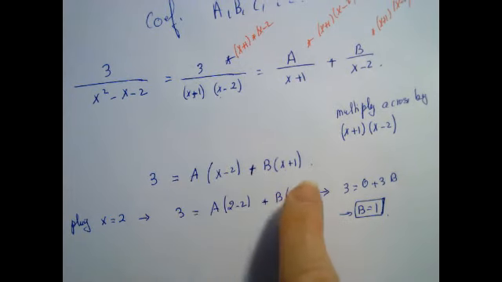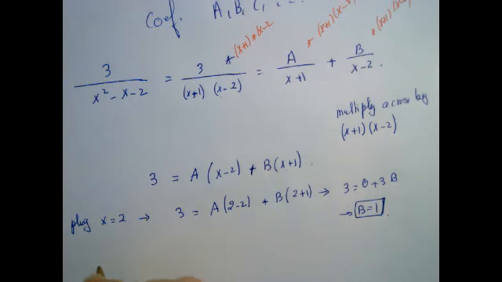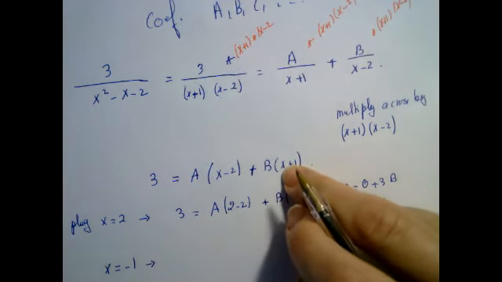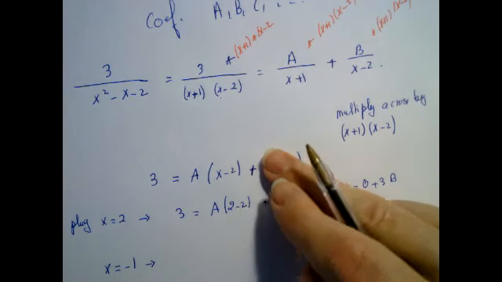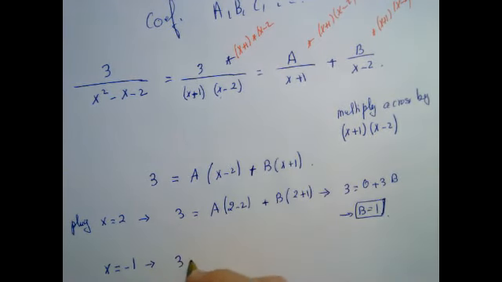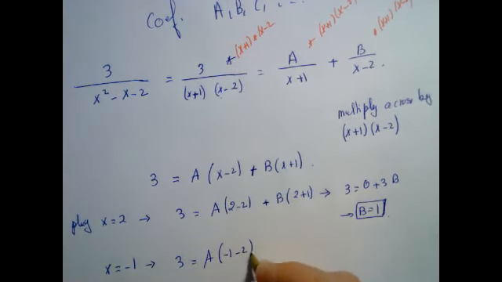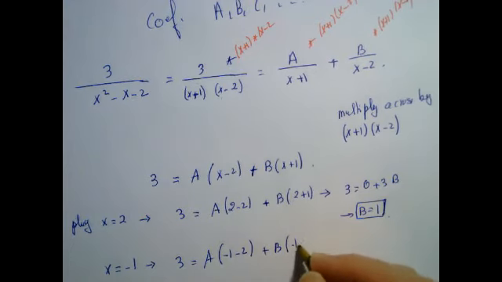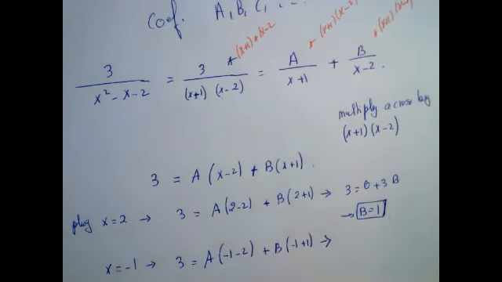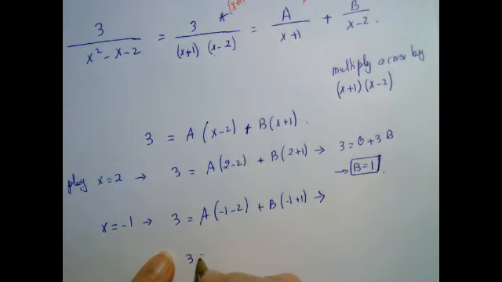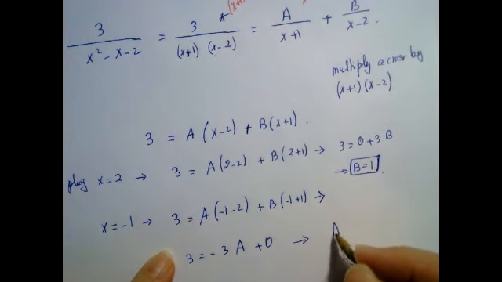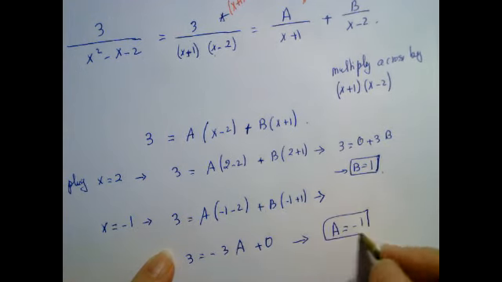If I want to get the a, I'm going to plug in x equal to minus 1, because if I plug in minus 1 here, this will go to 0, and I will pick up my a. This will give me 3 equal a times minus 1 minus 2 plus b times minus 1 plus 1. And this would give me 3 equal minus 3a plus 0. I solve for a equal minus 1.